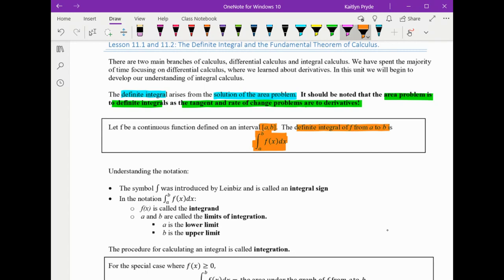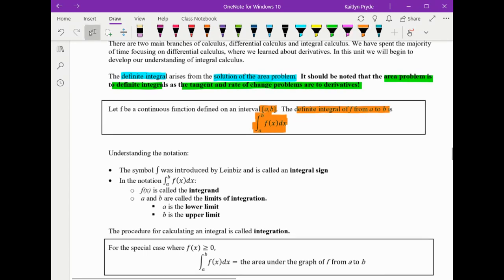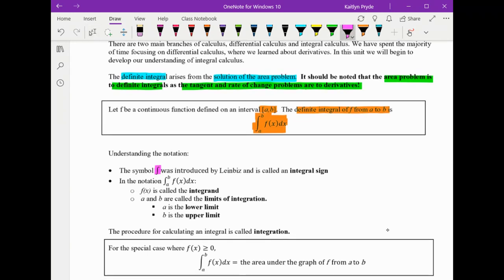Now let's just go through the notation. This symbol was introduced by Leibniz, and it's called an integral sign. In the notation, the integral from a to b of f of x dx, f of x is called the integrand. Okay, so this is the integrand. a and b are the limits of integration, or the bounds that we're going to look at. We're going to be closed between two bounds, and that's going to be a definite integral.